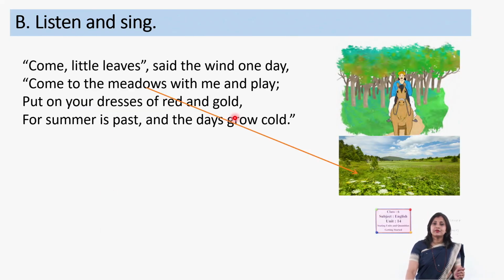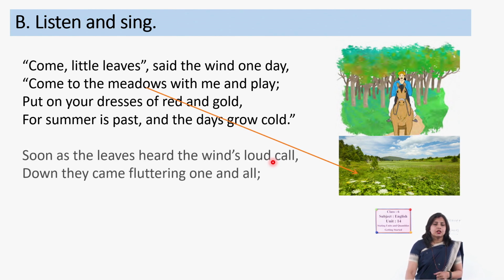Come little leaves with the wind one day, come to the meadows with me and play. Put on your dresses of red and gold, for summer is past and the days grow cold. When autumn arrives, we feel a little bit cold, isn't it? Not too much, but we start feeling that it is the beginning of the winter. So the days are a little bit colder.